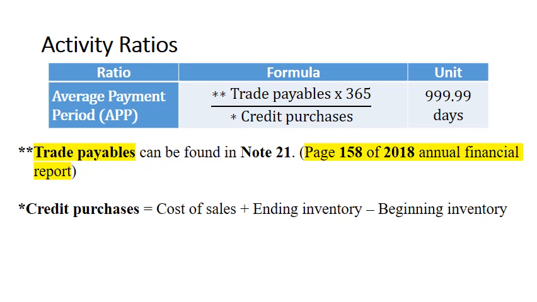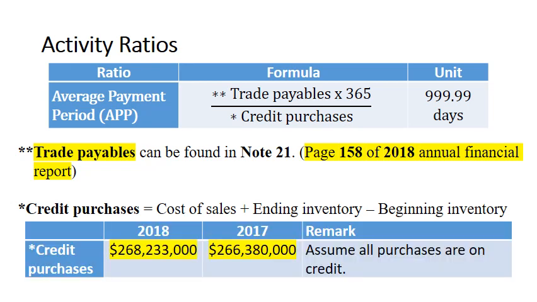The formula for credit purchases is equal to cost of sales plus ending inventories minus beginning inventory. Do not worry about it. I've done the calculation and I give you the answers to make it easier for you. For 2018, the figure is 268 million. For 2017 it is 266 million. There are additional remarks to help you understand.